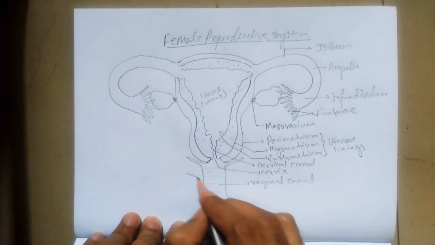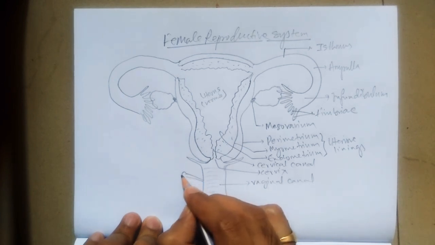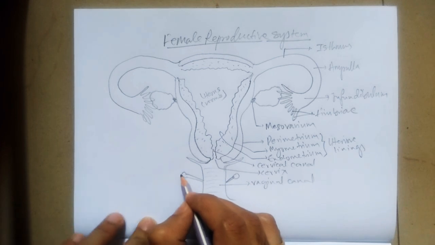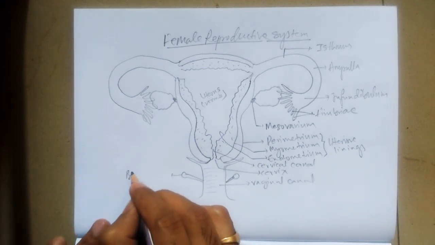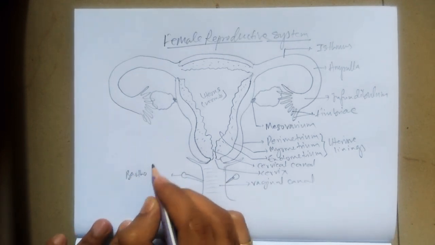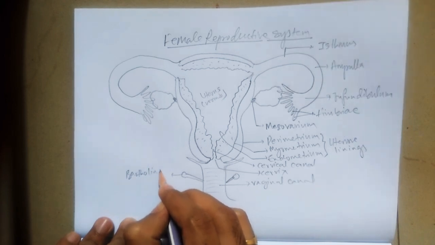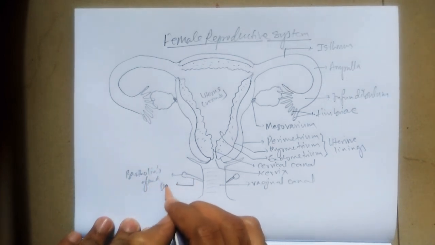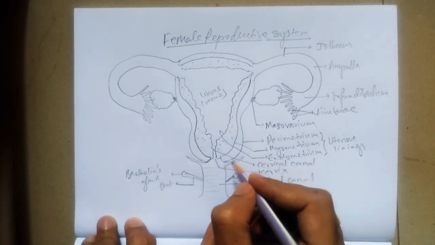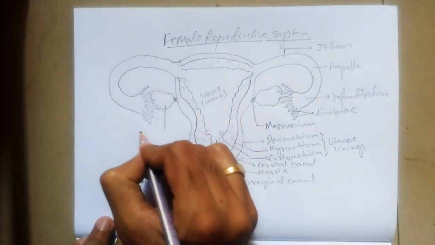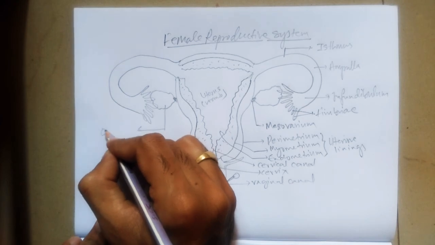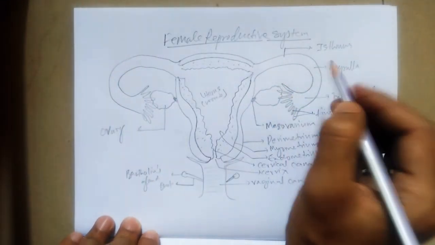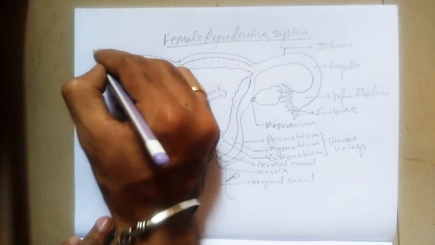If you are interested, you can add one more structure here, which is a small gland actually. This is Bartholin's gland, or vestibular gland, and this is Bartholin's duct. It secretes mucus. Now this structure, what you see, is called the ovary, and this complete structure is the fallopian tube.